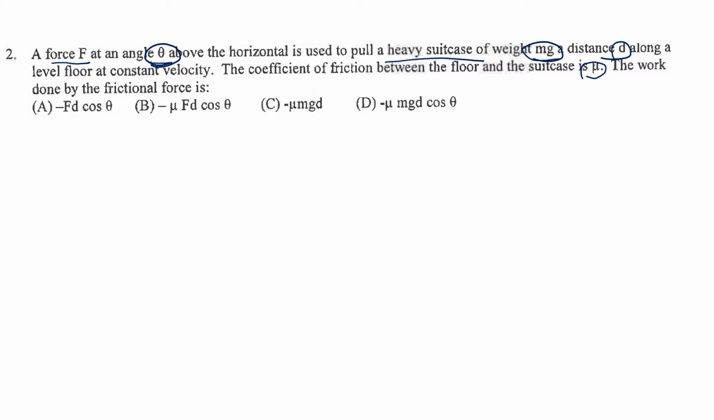So I think the biggest clue here is that it's at constant velocity. So that lets us set up our free body diagram pretty easily. So let me explain. This question is about two big ideas. Number one, work is equal to force times distance. And number two, it wants to remind you about free body diagrams. So here, let's draw that free body diagram.